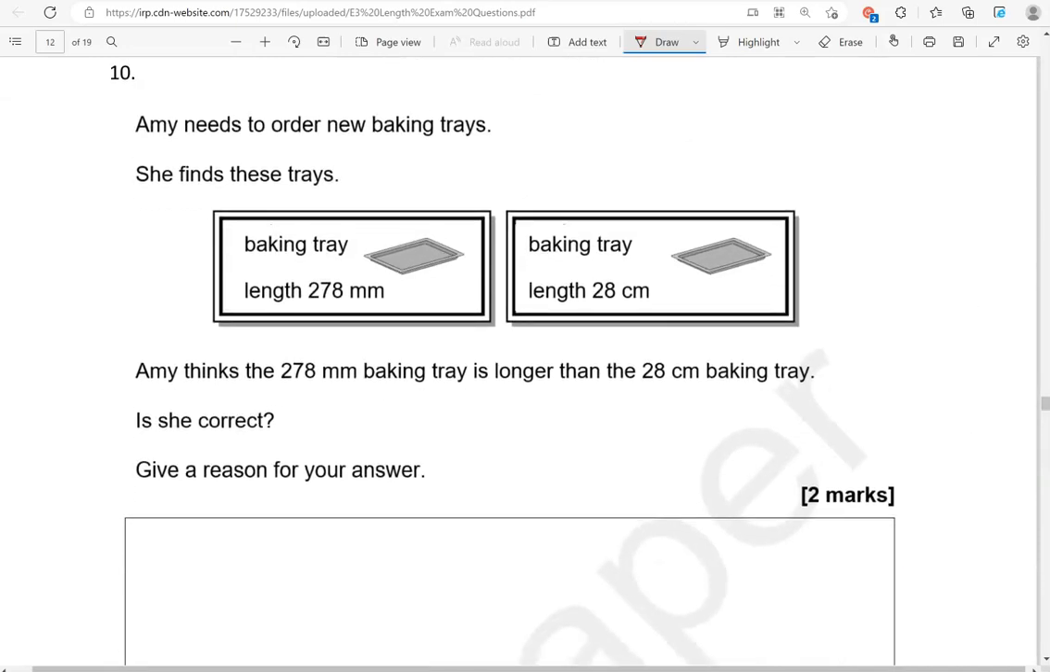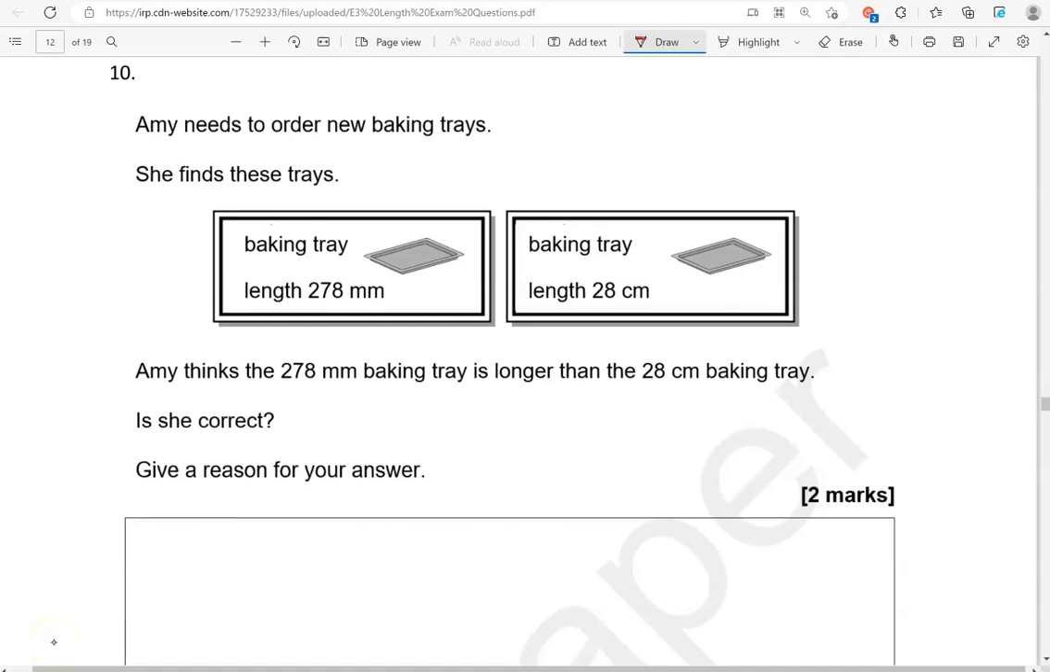Amy needs to order new baking trays. She finds these trays, so we have two of them. One of them is 278 millimeters long and the other one is 28 centimeters long. Amy thinks the 278 millimeters baking tray is longer than the 28 centimeter baking tray. Is she correct? Give a reason for your answer.